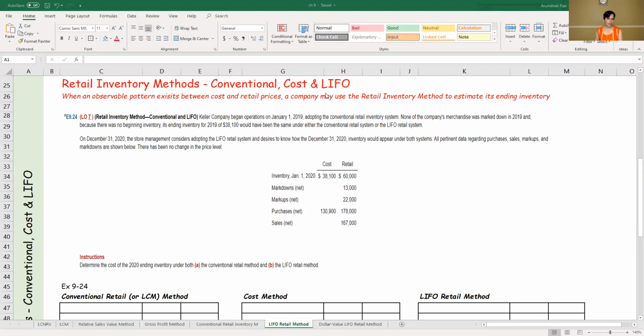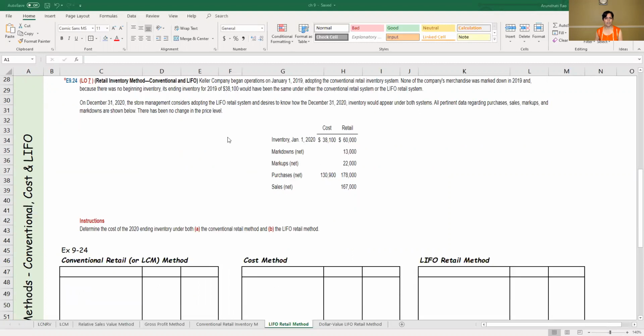In the LIFO method, we will look at the layers. The layers are beginning inventory, we calculate a cost to retail ratio, and then from the current year's purchases, we will calculate another cost to retail ratio. So let's see how it works in this particular exercise.